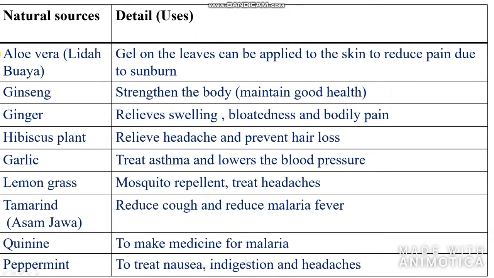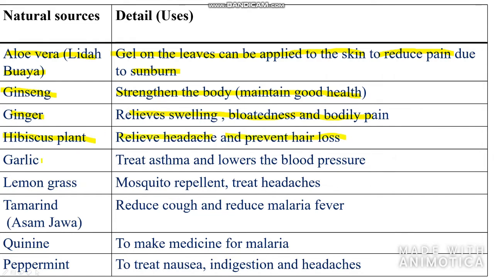So the first one, aloe vera, ataupun dalam BM kita panggil sebagai lidah buaya. Lidah buaya ini apa gunanya? Gel on the leaf can be applied to the skin to reduce pain due to sunburn. Maksudnya aloe vera ini digunakan untuk sunburn. Next, ginseng is used to maintain good health. Ginger, it can relieve swelling, ataupun it can cure the vein in the body. Okay, hibiscus plant, bunga raya, it can relieve headache and prevent hair loss.